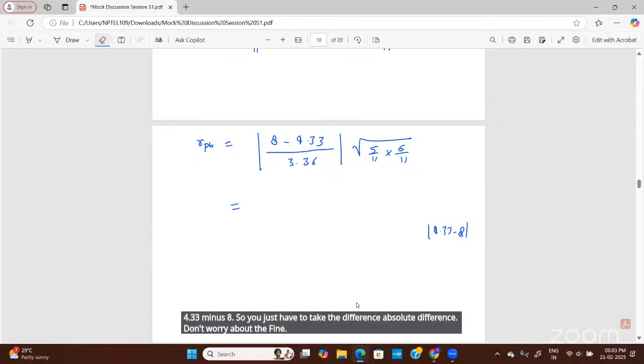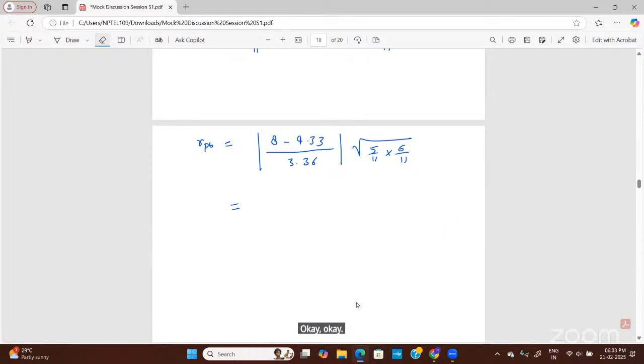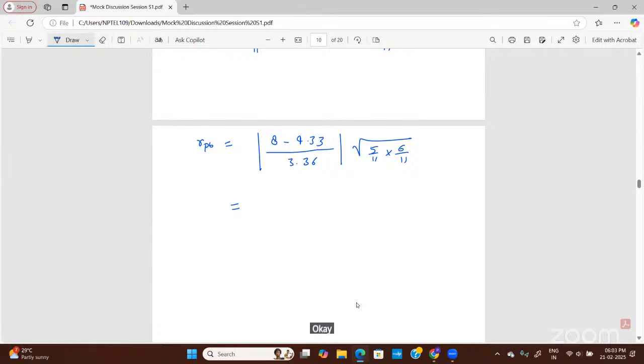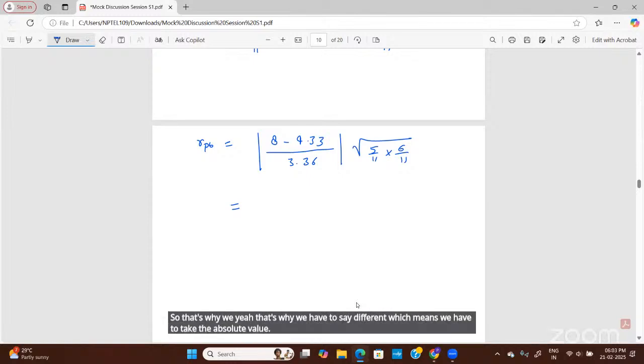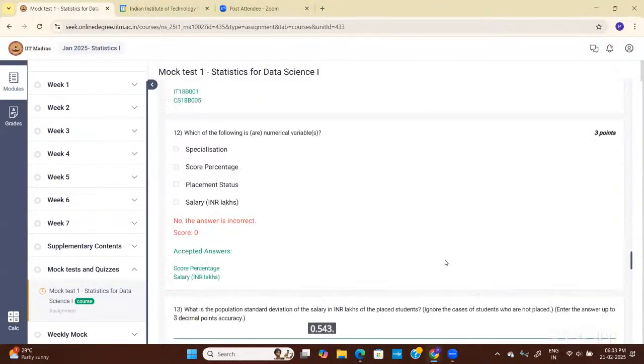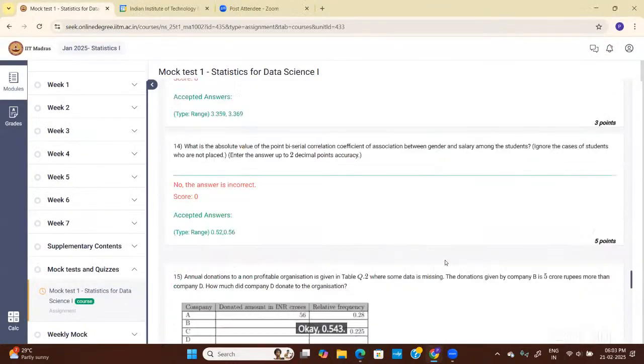You always have to subtract the smaller value from the bigger value, and we ignore the negative sign. That's why we have to take the difference, which means we have to take the absolute value. So after solving, it will be 0.543. It should be 2 decimals, so 0.54. Okay, done.